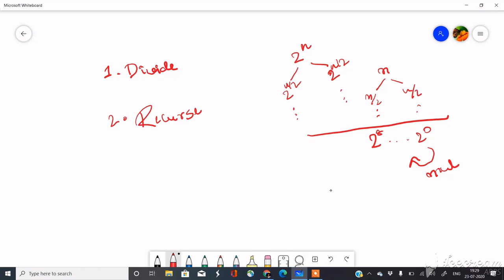Therefore, the third step is combine. In combine, what we are doing here, we are multiplying and bringing each of the two parts together with multiplication. So the third step may or may not be necessary. Like there are some algorithms which do not have the combine part. So we'll take a look into different kinds of algorithms.